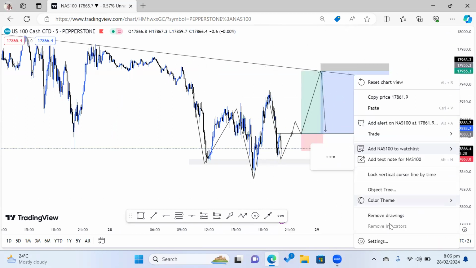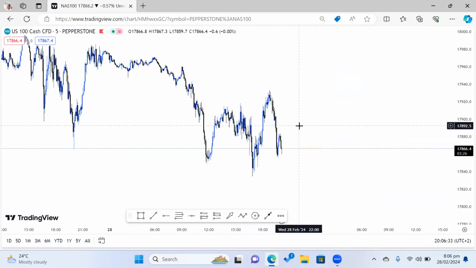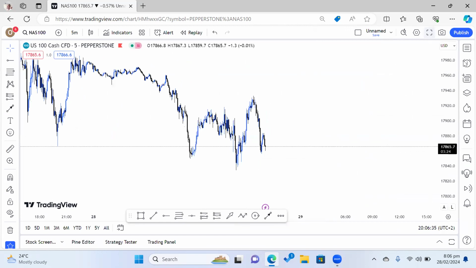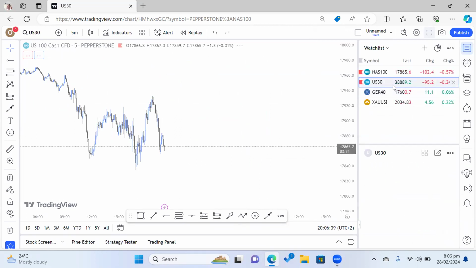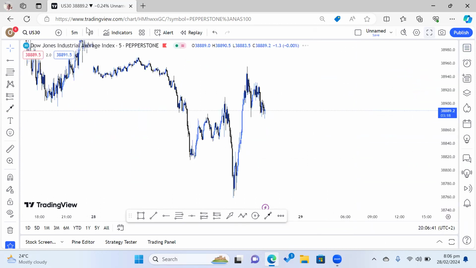So let's go to US30 and see what US30 is showing us, right? I don't know if US30 will have a proper setup because, hey guys, US30 has been choppy for some time now.